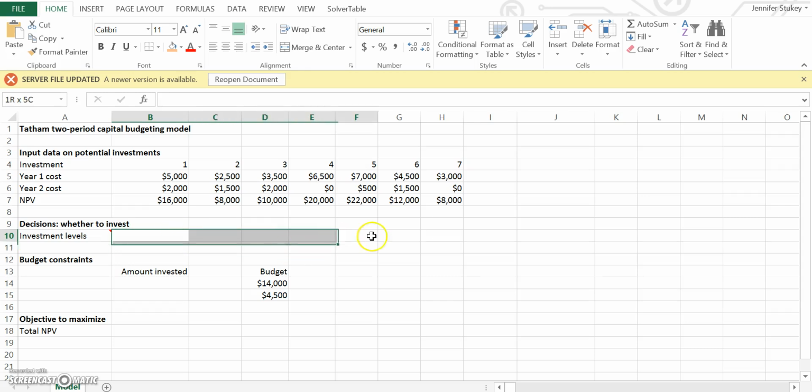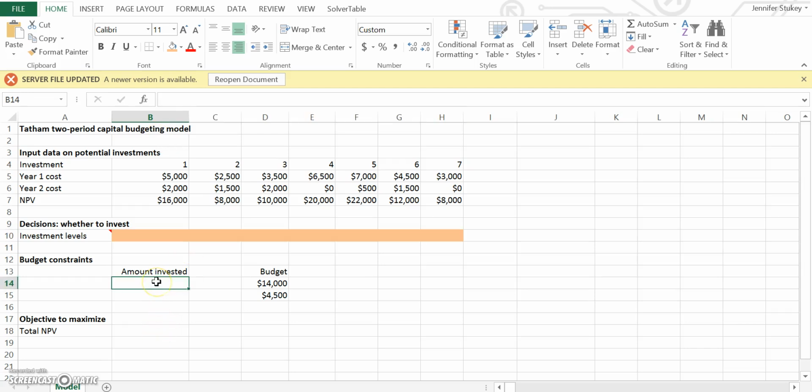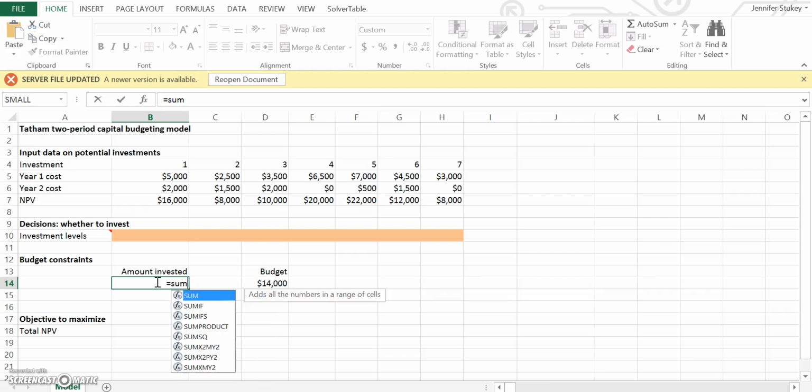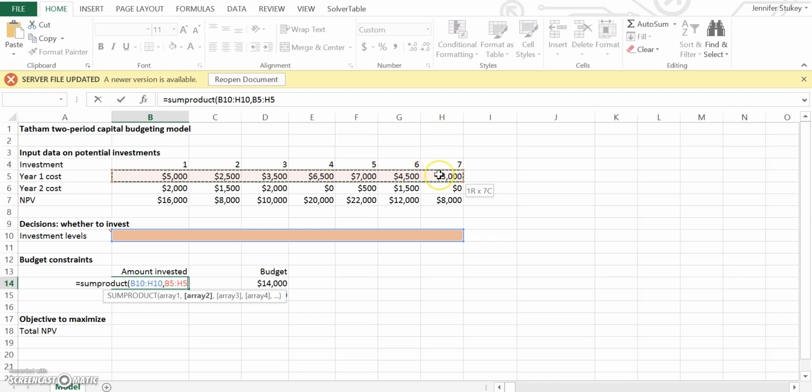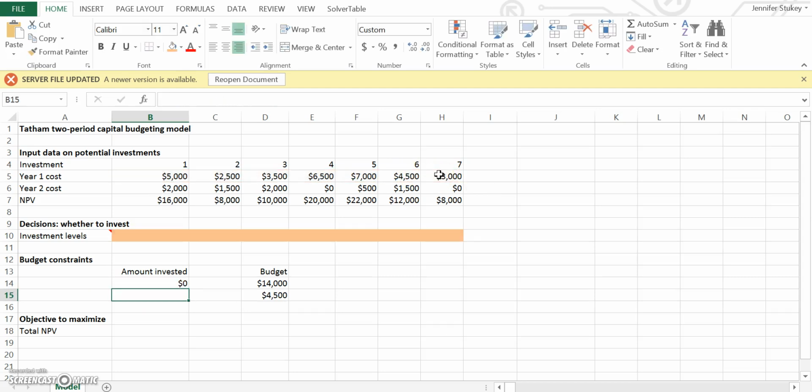So first of all, let's identify our decision variables. Life is just a little easier that way. And the next thing we're going to do is we are going to identify the amount invested each year. So this is the same concept. So we're going to do a sum product of the investment levels. And remember, these are going to be binary variables. And then the cost for year 1. Okay. Go ahead and press enter.